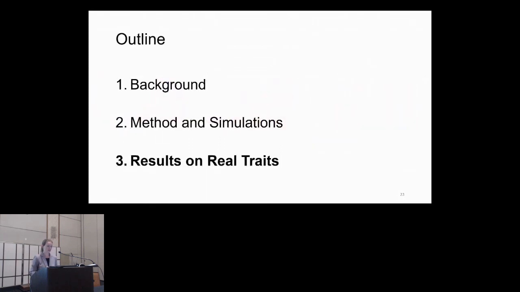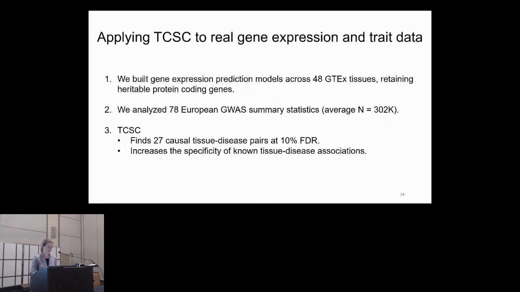All right, so now as far as results on real traits, we applied TCSC to real gene expression and trait data. We built gene expression prediction models across 48 GTEx tissues, only keeping heritable protein-coding genes. So essentially we used GCTA to estimate the heritability of each gene based on cis SNPs, and then retained the ones with a p-value less than 0.01 and positive heritability, and also ones that were protein coding.